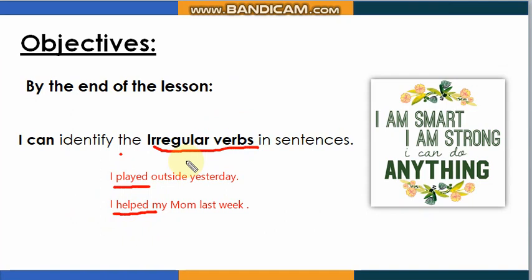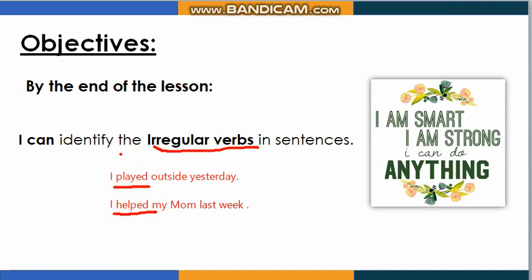Because when you talk about something that happened in the past, I said you are going to add ed to the verb. But today we're not going to add ed, but the form of the word will be different. For example, we're not going to say I eat. We will say I ate. The verb here, ate. Okay?